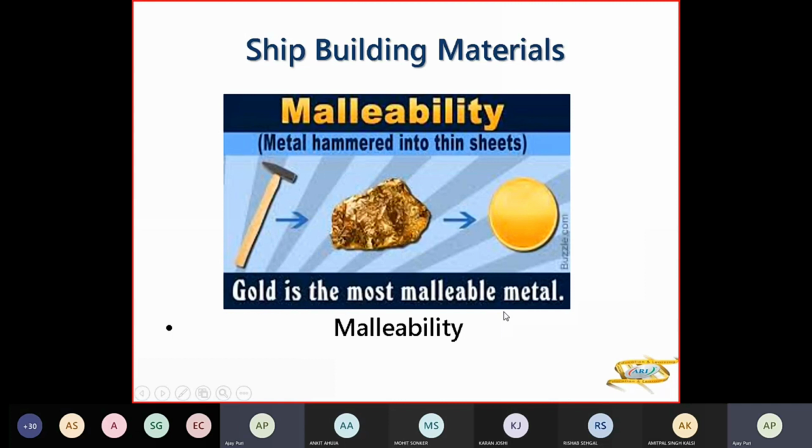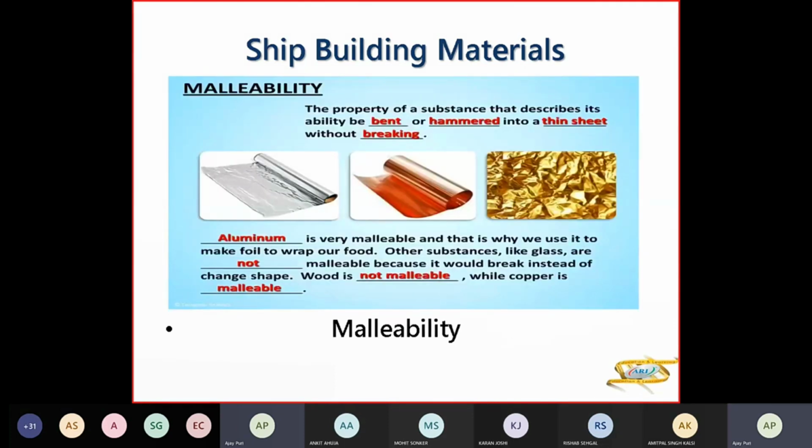So here you have the diagram of gold. It's the most malleable metal. That's the reason we can make a lot of ornaments. It is ductile and malleable, therefore it can be made into ornaments. Now, malleability is the property of a material being hammered into thin sheets without breaking. So aluminum foils are very malleable, and that's why you use them to wrap your food. Glass is not malleable. The moment you hit it, it'll break. Wood is not malleable, while copper is malleable. So these copper sheets can be made because copper is malleable.